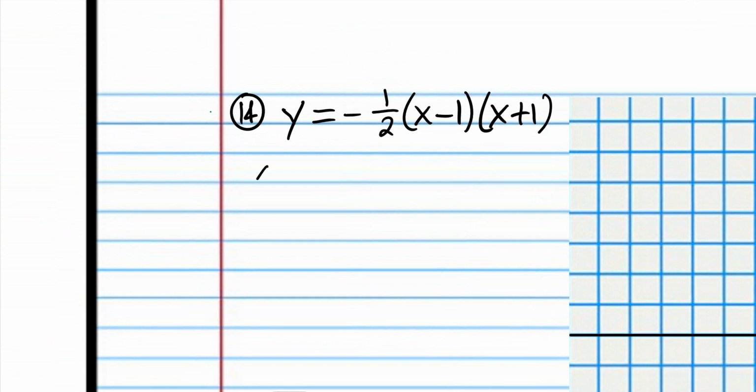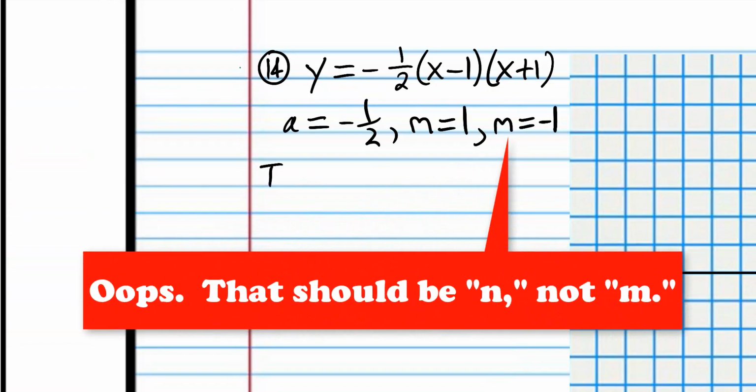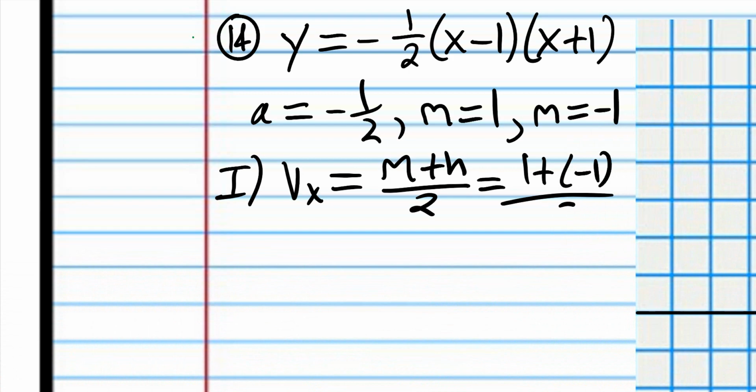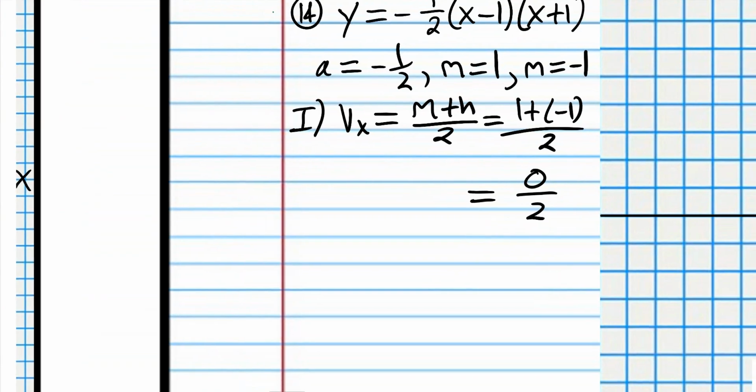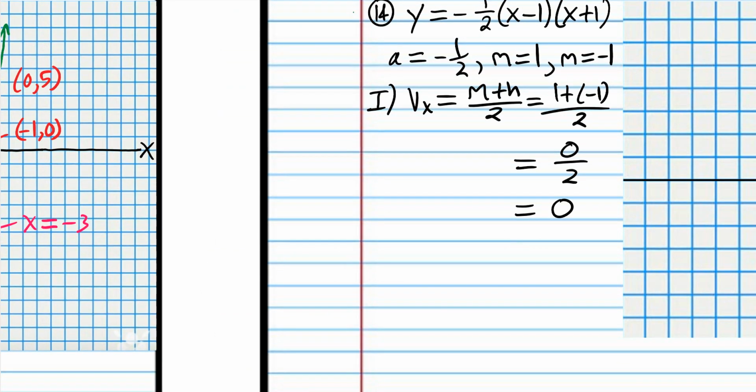All right, we're back. So we're going to label constants. And of course, the first step is to find the most important point of a parabola, the vertex, and we're going to find the x value of the vertex first using that special formula. So we have (1 plus -1) over 2, which is equal to 0 over 2, and any fraction with 0 in the numerator is 0, as long as there's not a 0 in the denominator, then things get more complicated.